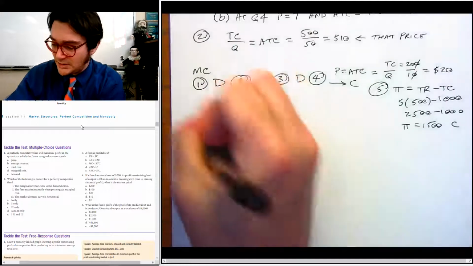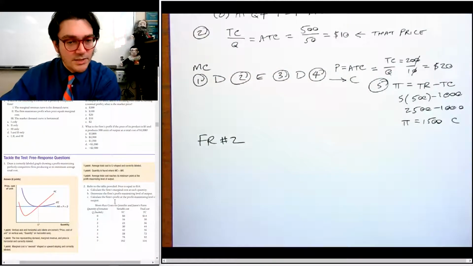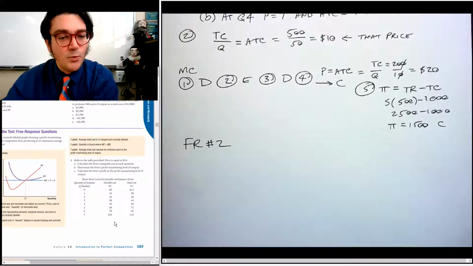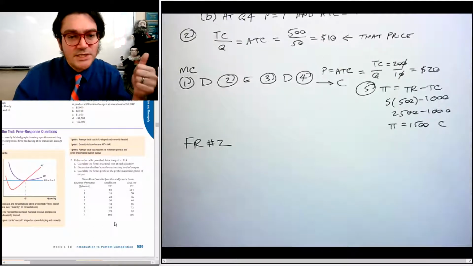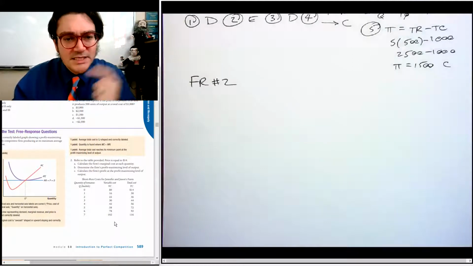All right, let's take a look at free response number 2. I'm going to scroll down. Ooh, it's a table. I would also encourage you to check out number 1. It's going to be an interesting problem. But number 2, price is $14. It tells us that right off the bat. It says calculate the firm's MC at each quantity.